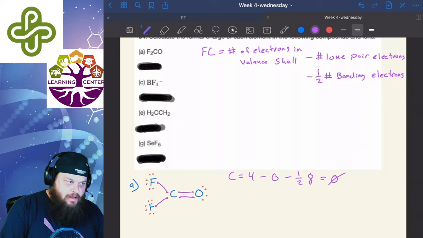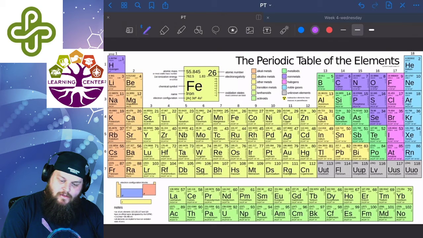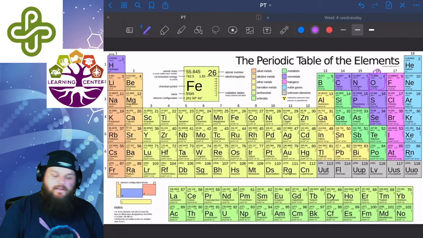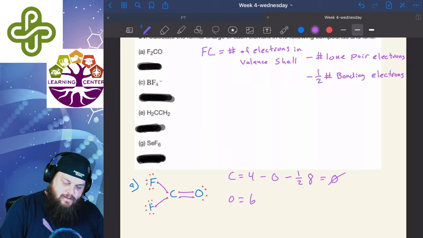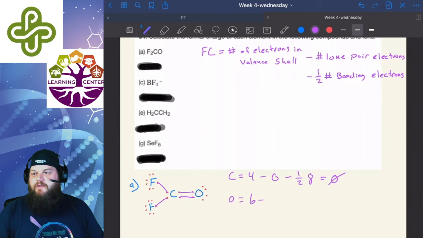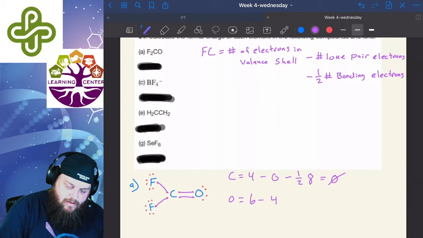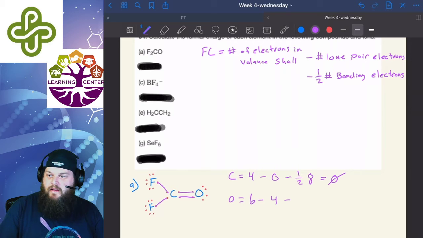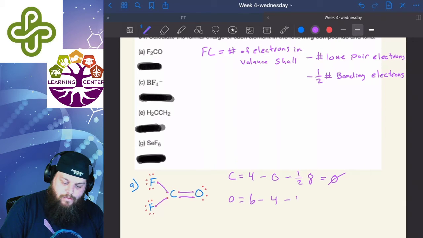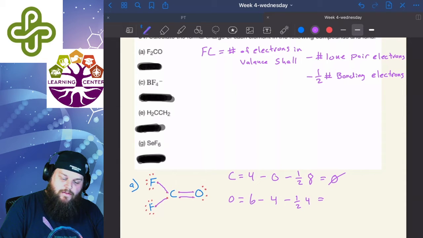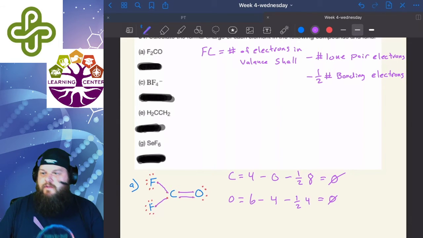We do the same now with oxygen. Oxygen has 6 valence electrons. So oxygen's over here in group 16. We subtract 10 from it, and we see that it has 6 valence electrons. So that's 6 minus the number of lone pair electrons it has. Well, it has 4 lone pair electrons. And we subtract half of its bonding electrons. So it has 4 bonding electrons as well. So half of 4 is going to be 2. And that's 6 minus 4 minus 2 is equal to 0. So it has a formal charge of 0 as well.